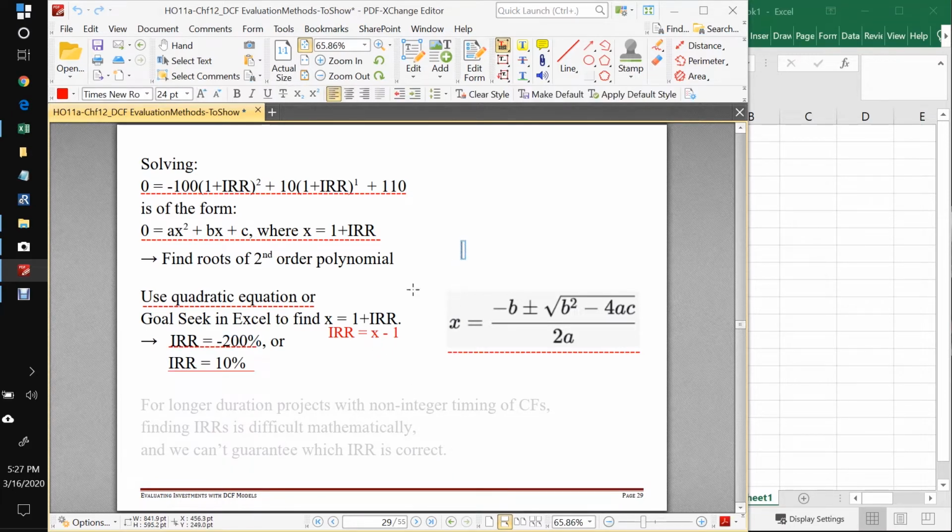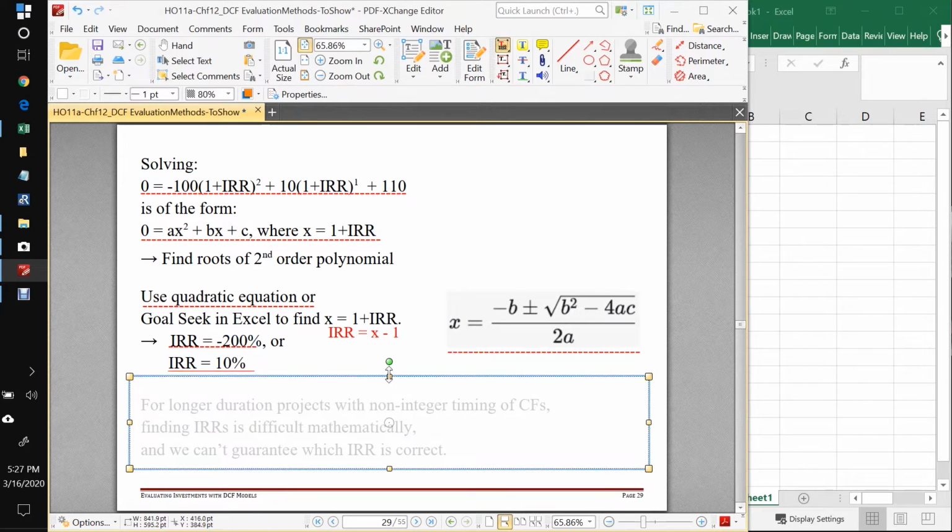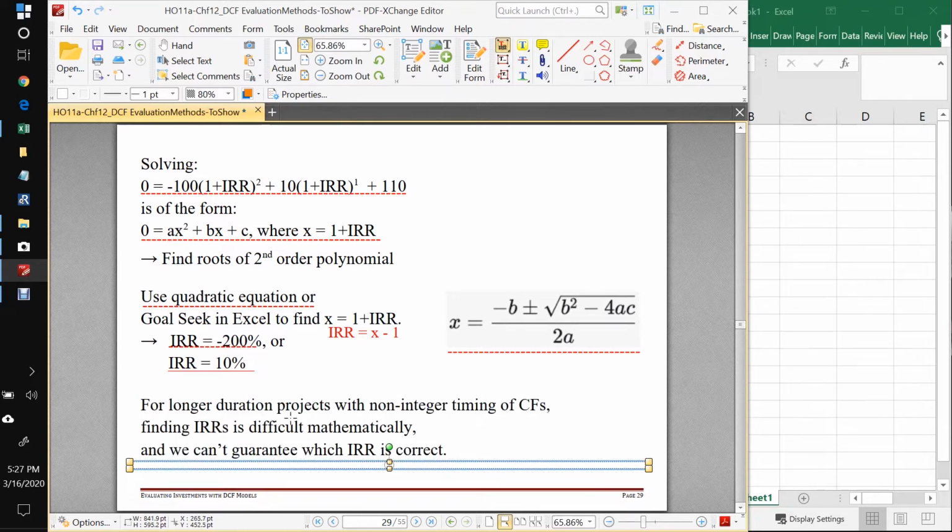Okay, so this is getting difficult to do. And for longer duration projects, what if we had a cube term here? Or what if we had non-integer terms? What if this was 0.5? We don't have a quadratic equation for general things like that. So it's hard to find the answers, and we're going to find more than one IRR, and we're not going to know which one is correct.